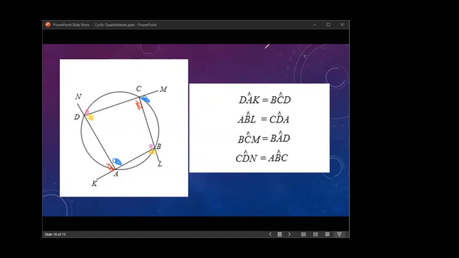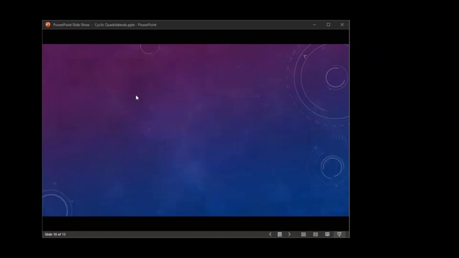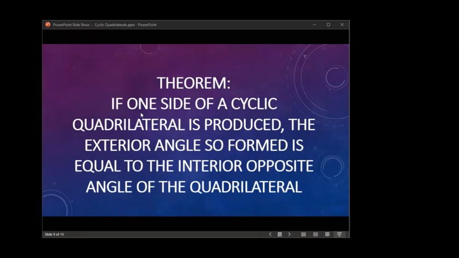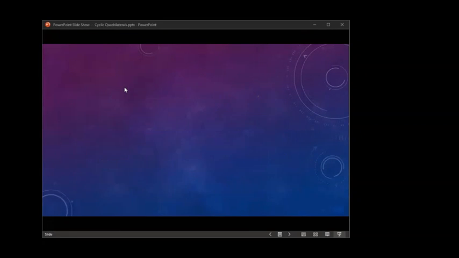ABC. Okay. Can you explain it again? Okay. So we have discussed a theorem. The theorem said that if one side of a cyclic quadrilateral is produced, the exterior angle so formed is equal to the interior opposite angle of the quadrilateral. This is the theorem. So we are considering a diagram to understand that.